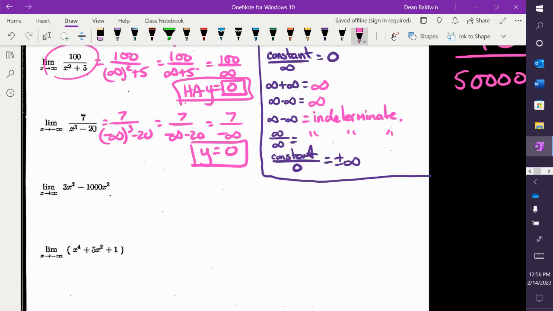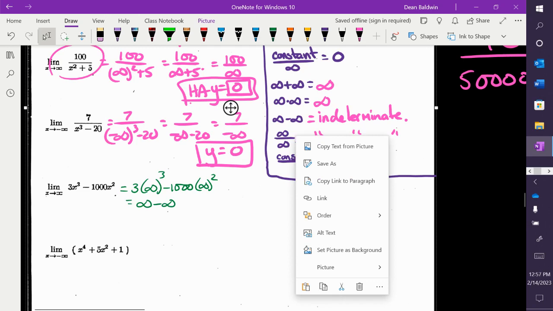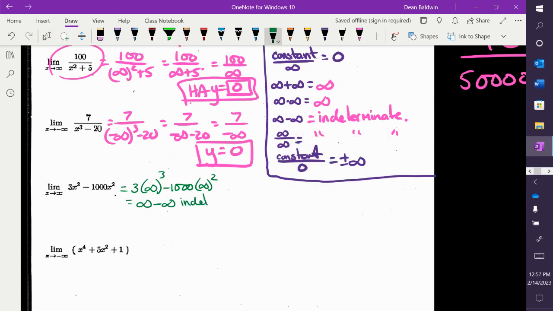Limit as x goes to infinity of 3x cubed minus 1000x squared. So right away, you want to plug in infinity, right? So if you plug in infinity, you get that, which is going to turn into infinity minus infinity. Can you do that? No, you cannot. That is indeterminate.